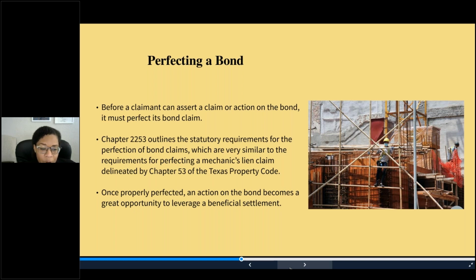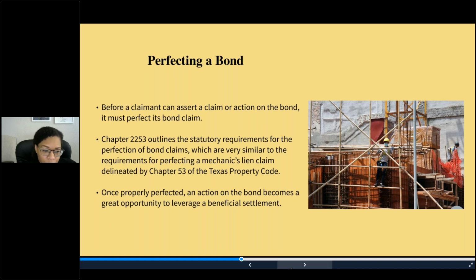Additionally, it's very important that you cooperate with the surety's investigation. After you submit a claim to the surety, they are going to send you a letter requesting a host of all types of documents that you have in your records. If you fail to provide the required documentation, your claim can be denied. So it is very important to keep good records. It makes your job much easier. It saves you money in the long run if all your documentation is in order.